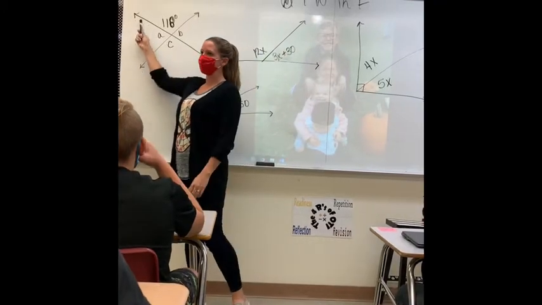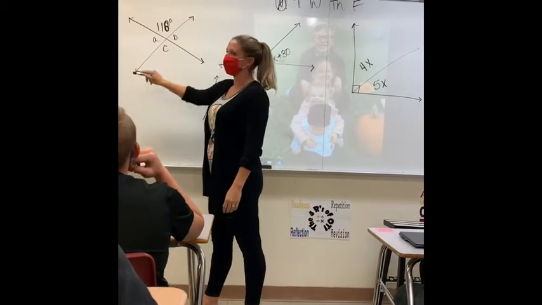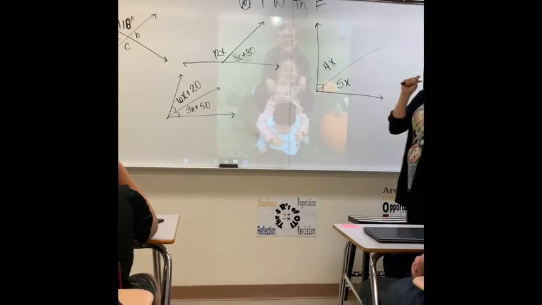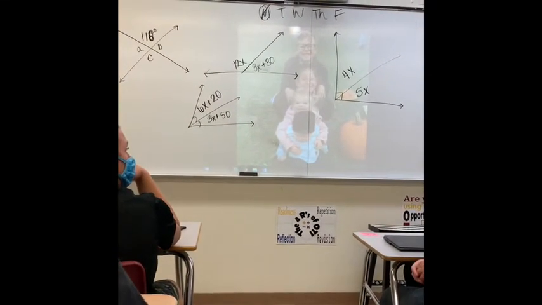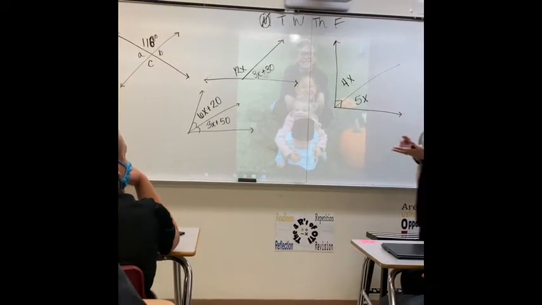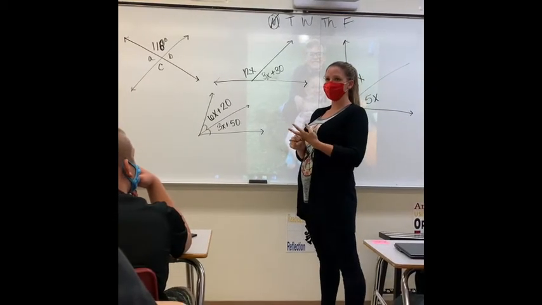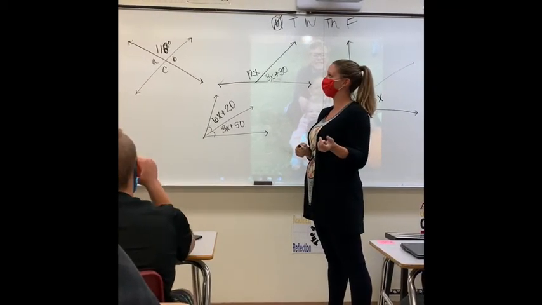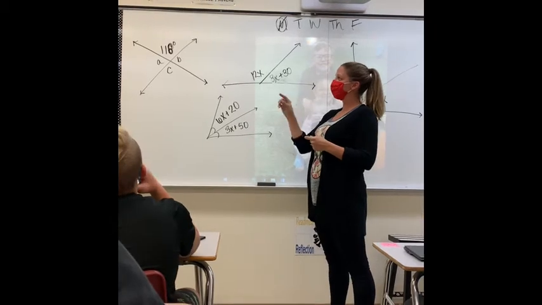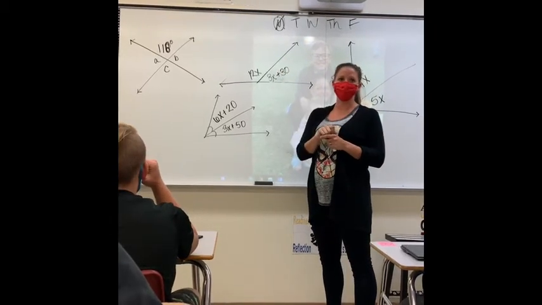Take a look right here. We have an X. We have two lines crossing. Okay, I'm trying to find A, B, and C. Which variable should be the easiest for us to find?